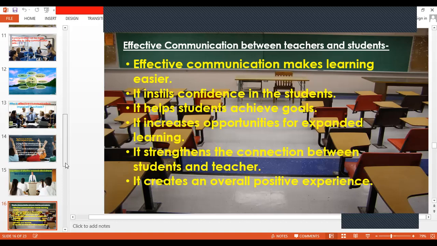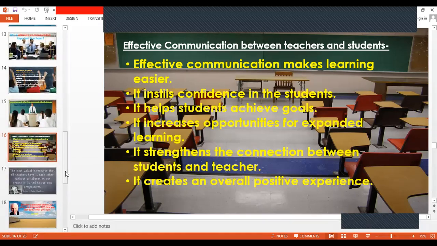Because if any teacher's class is a little boring, then students will not enjoy his class. If they don't understand, then of course they'll feel completely bored in that type of class. So we have to make the classes effective, and it will create a strong relationship between the students and us.